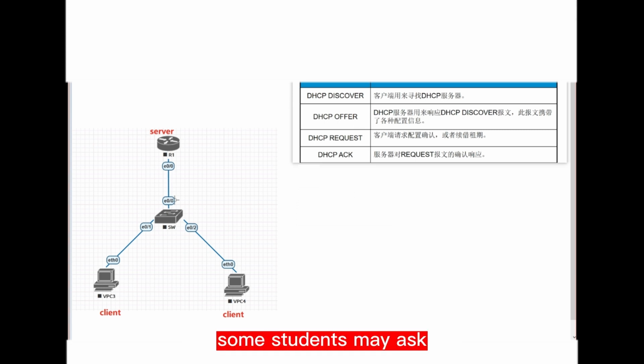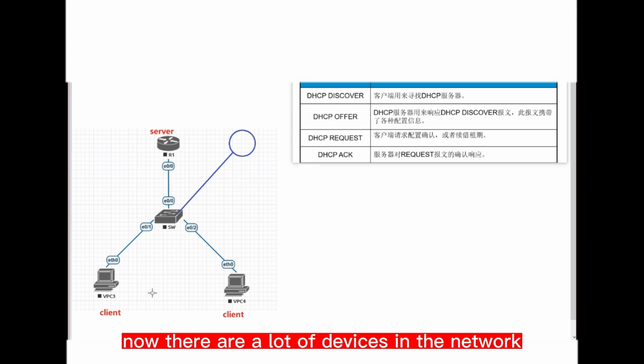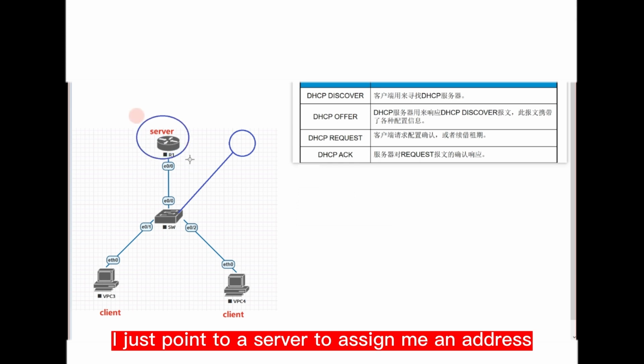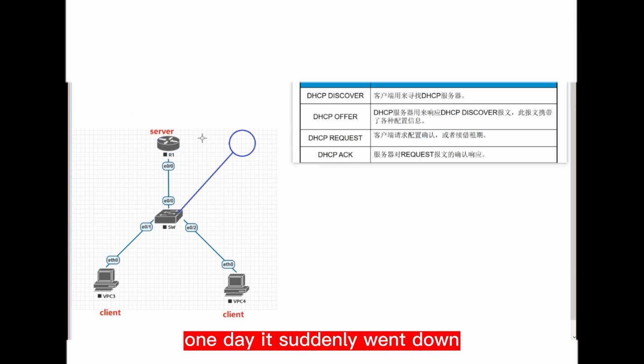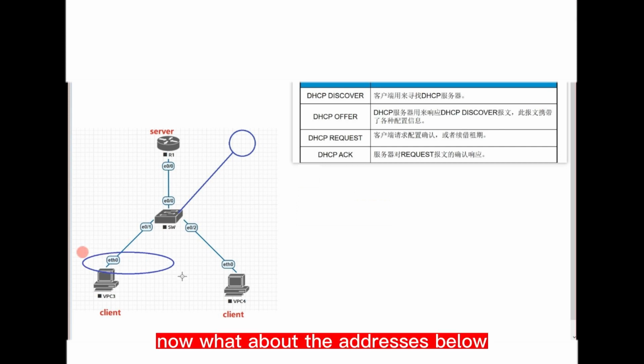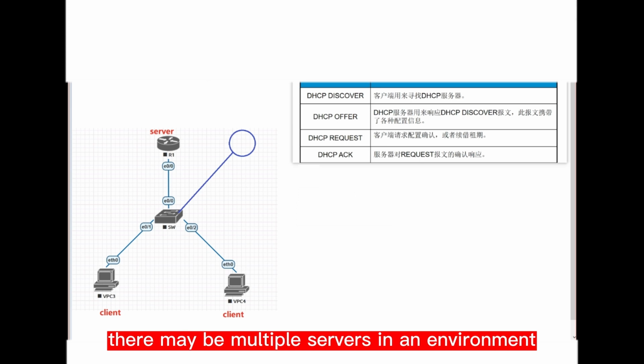Some students may ask, what is the selected server? Isn't this just a server? Sometimes we are in network environments where there may be multiple servers. It's a backup problem. For example, now there are a lot of devices in the network. I just point to one server to assign me an address. One day it suddenly goes down. Now what about the addresses below? So often there may be multiple servers in an environment.